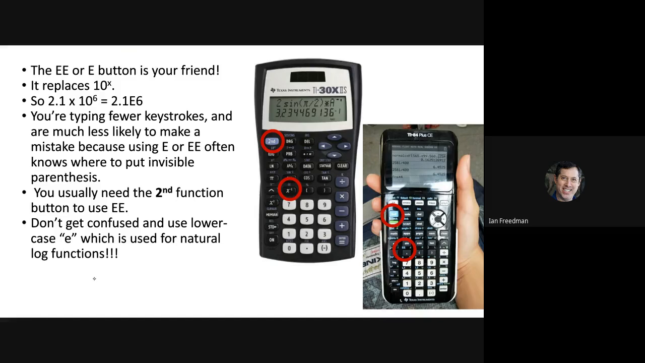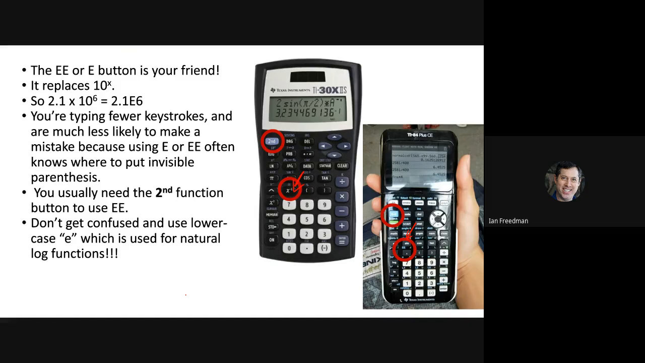So in this case, second function is going to get you the blue things, and then there's an EE button. So that's what you're going to use there. Same here, second function and there. Now, when it shows up on your screen, it might only have one E. So even though it says 2 there, it might only have one. Hopefully it's capitalized, but it might be lowercase.